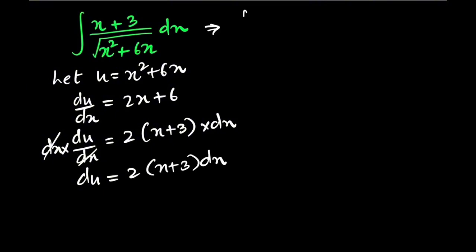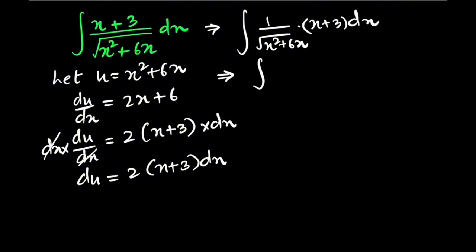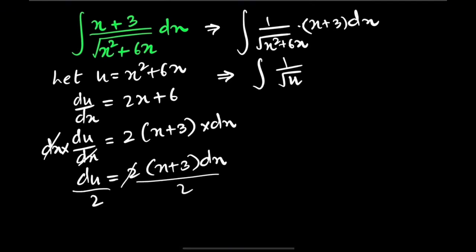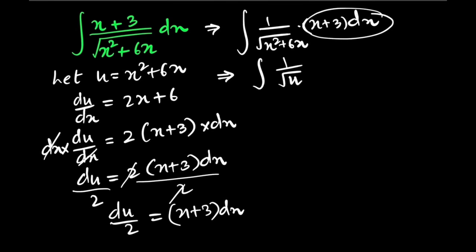I can write this integration as 1 over square root of x squared plus 6x times (x plus 3) dx, which is still the same. Now I can substitute the integration of 1 over square root of x squared plus 6x with u. And now I have to substitute this one. Though I have (x plus 3) dx here, I have this 2 in the front and it's not here. So the best thing is to divide by 2 on both sides and take this 2 on the other side, which becomes du over 2 is equal to (x plus 3) dx. So now (x plus 3) dx means du over 2. So substitute this du over 2.